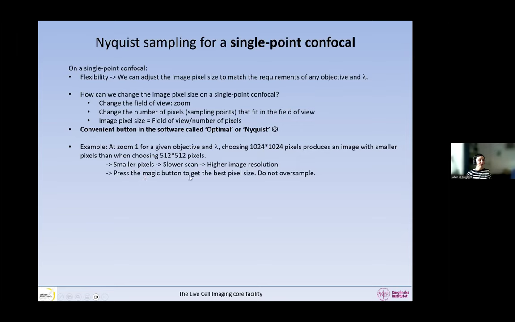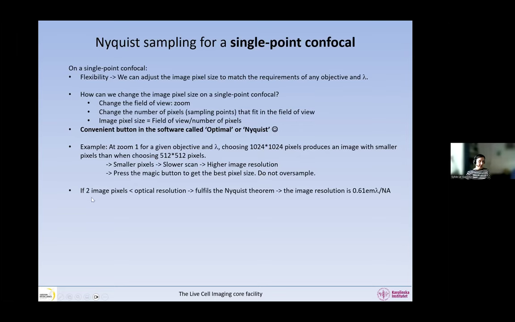So you just need to press the magic button, Optimal or Nyquist, to get the best pixel size. That size, you should not choose a smaller size. You press the magic button and it tells you that you should use 1024. Do not go for 2048, because then you are oversampling and you're not gaining anything, but it goes much slower. So do not oversample.